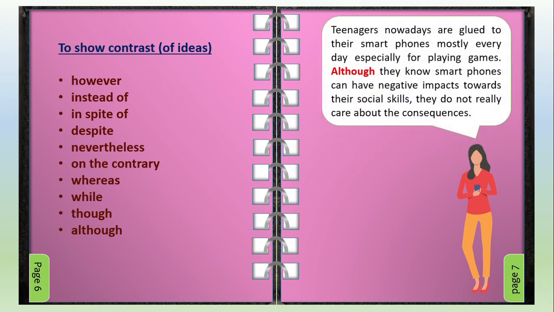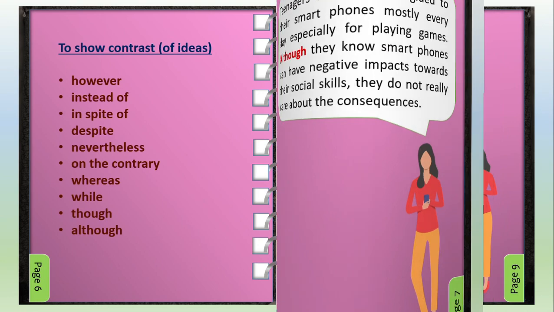Okay, let's take a look at the next one. Teenagers nowadays are glued to their smartphones mostly every day, especially for playing games. Although they know smartphones can have negative impacts towards their social skills, they do not really care about the consequences. So we are looking at the second sentence actually. Although they know smartphones can have negative impacts, they do not really care. So although can be the starter point of the sentence.